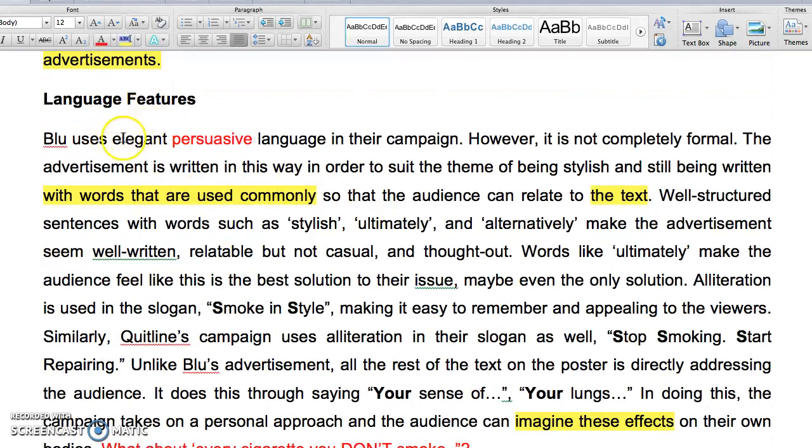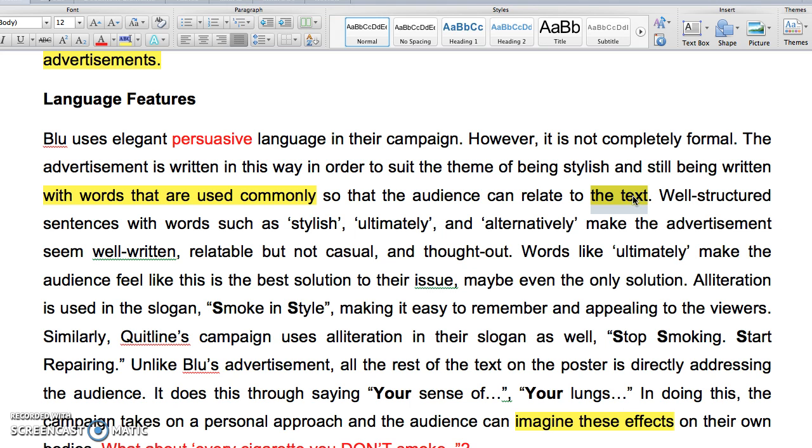Language features. Just be clear that these are all persuasive language techniques. It's not formal, but it's casual. So don't say completely formal. Just say it's casual. And when you say with words that are commonly used, the technical word for that is colloquial language. And so the audience can relate to the product or to the value that they are inspiring.